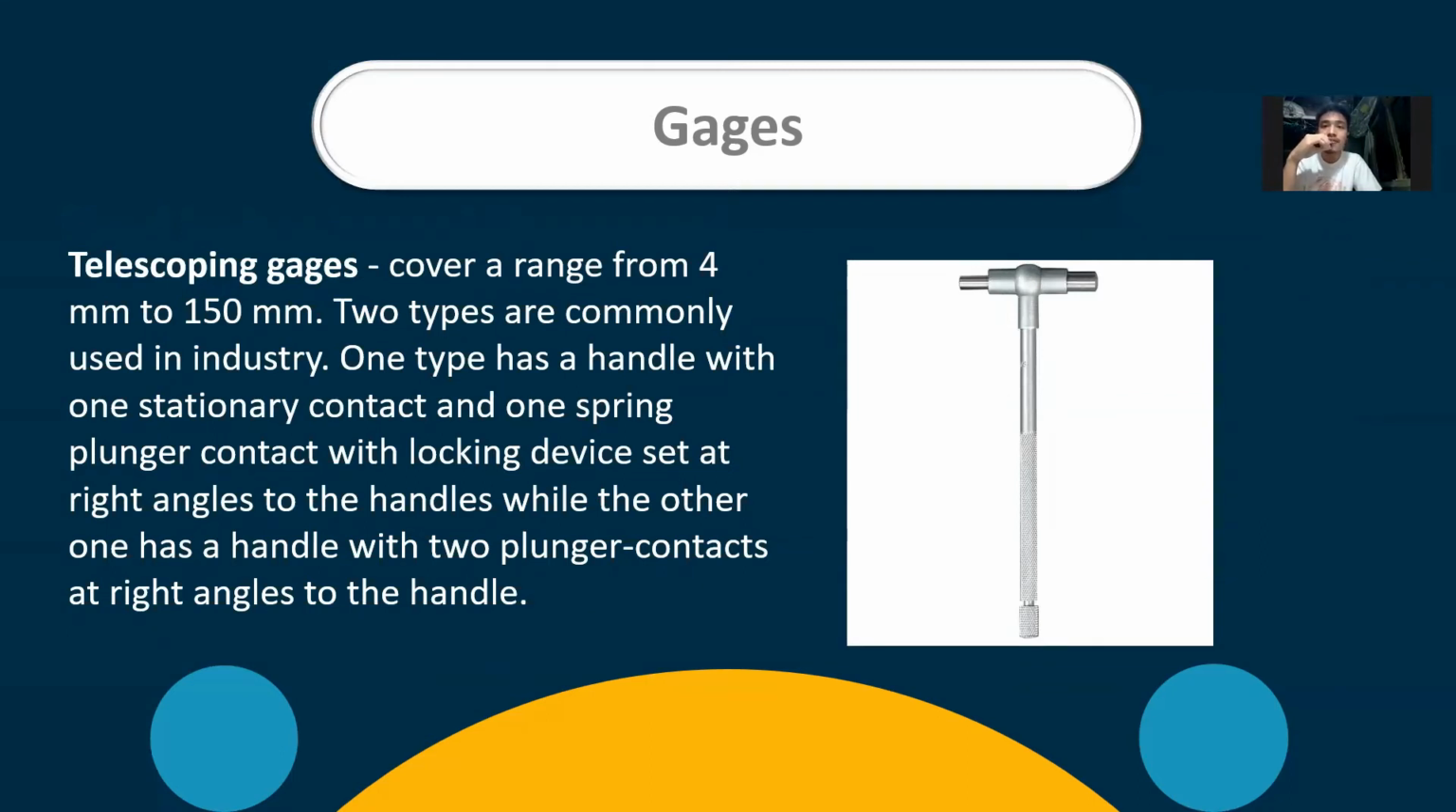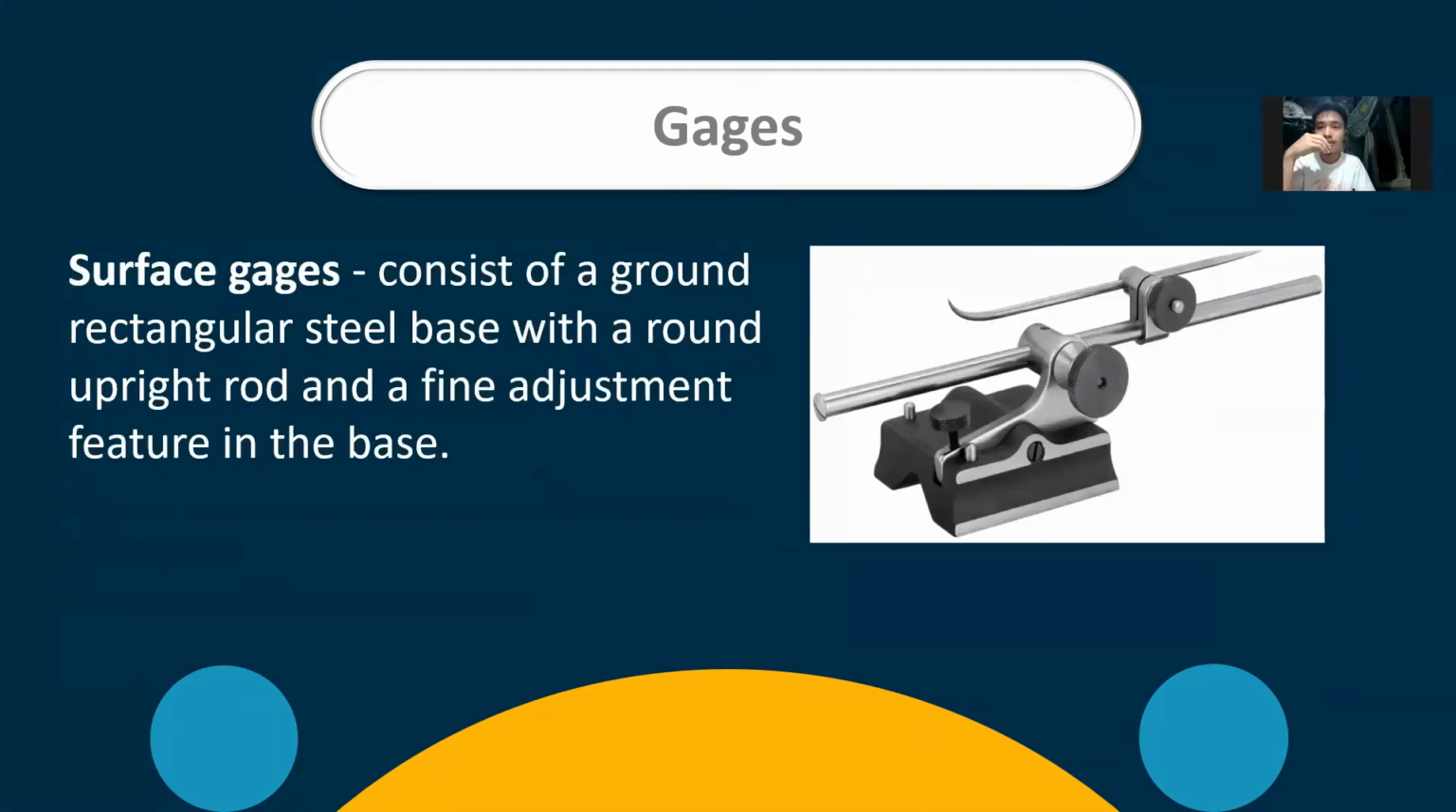Covers a range from 4 mm to 150 mm. Two types are commonly used in industry. One type has a handle with one stationary contact and one spring plunger contact with locking device set at right angles to the handle, while the other one has a handle with two plunger contacts at right angles to the handle. So ito naman, ginagamit din siya sa pag-transfer ng measurement, pero more on holes.